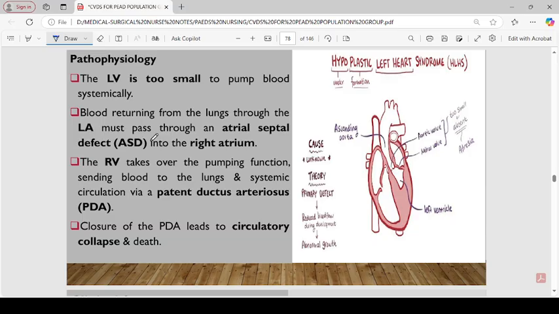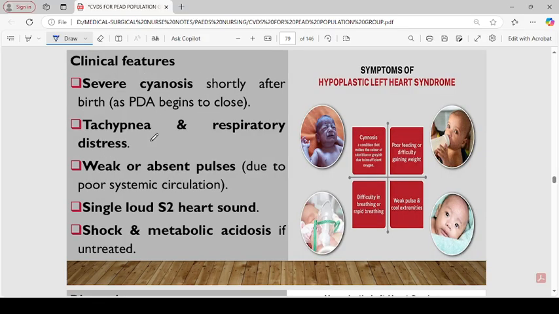So, when the left ventricle is too small to pump blood systemically, blood returning from the lungs through the left atrium must pass through the atrial septal defect into the right atrium. So, the right ventricle takes over the pumping action, sending blood to the lungs and systemic circulation via the patent ductus arteriosus. So, closure of the PDA will lead to circulatory collapse and death.